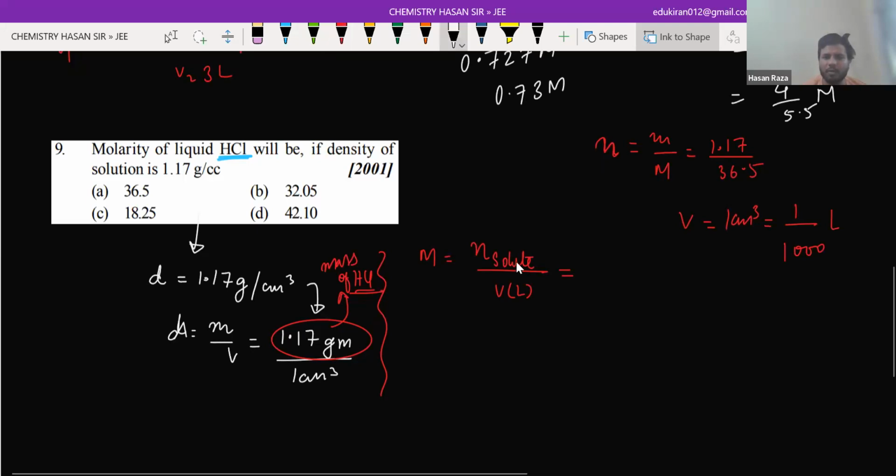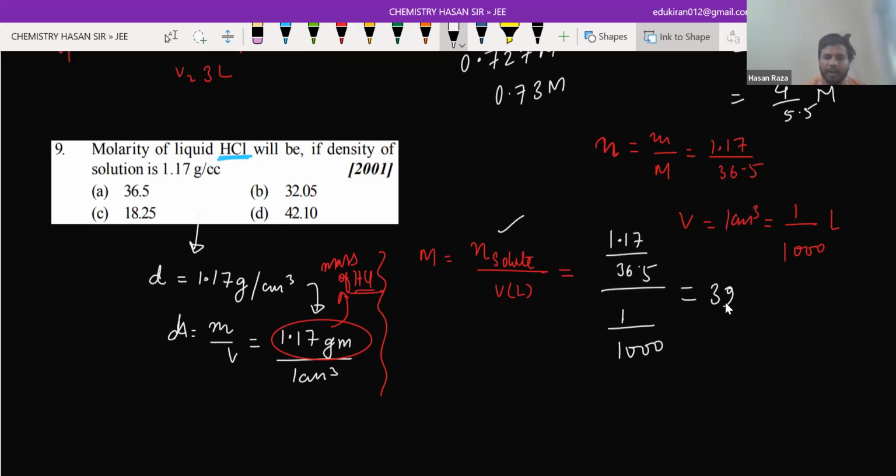Now you are just going to put the values: number of moles of solute 1.17 divided by 36.5, divided by volume of solution 1 upon 1000. If you solve it, you will get 32.05 M. So the answer that you will get will be B.